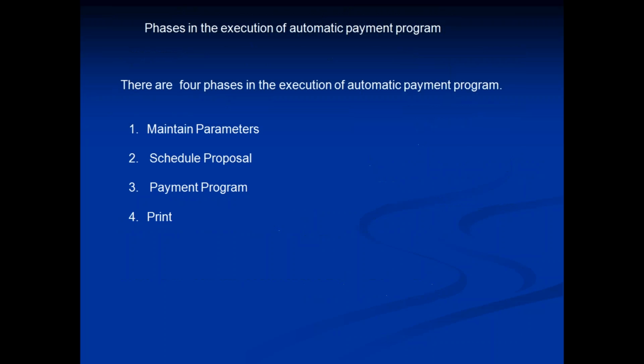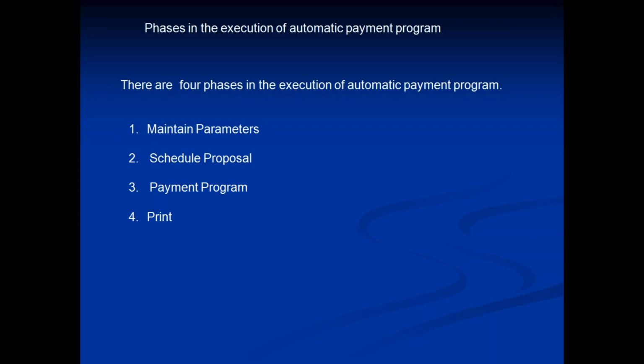Here are the four steps we follow for the execution of the automatic payment program. These are important from the interview perspective; they are asked in interviews. What are the steps we follow for the execution of the automatic payment program? We have to answer these steps in sequence only: first maintain parameter, then schedule proposal, then payment program, and print program.